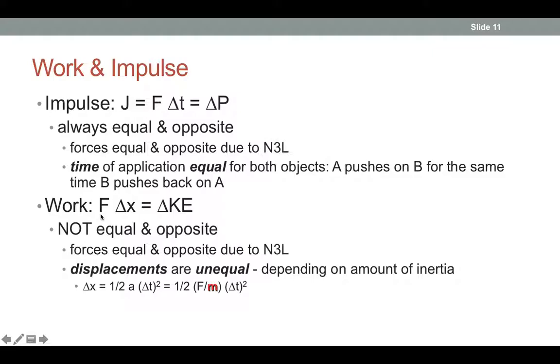As a result, the work done on Jenny will not equal the work done on the Earth. Jenny will have more work done on her. She will gain more kinetic energy. The Earth will have considerably less work done on it. It will gain considerably less energy.